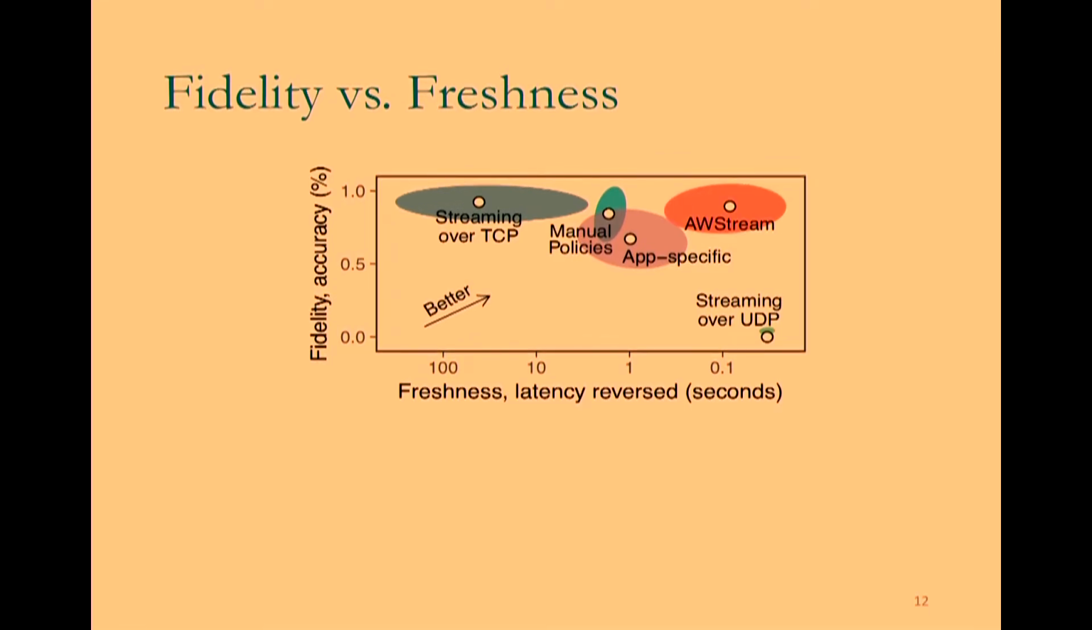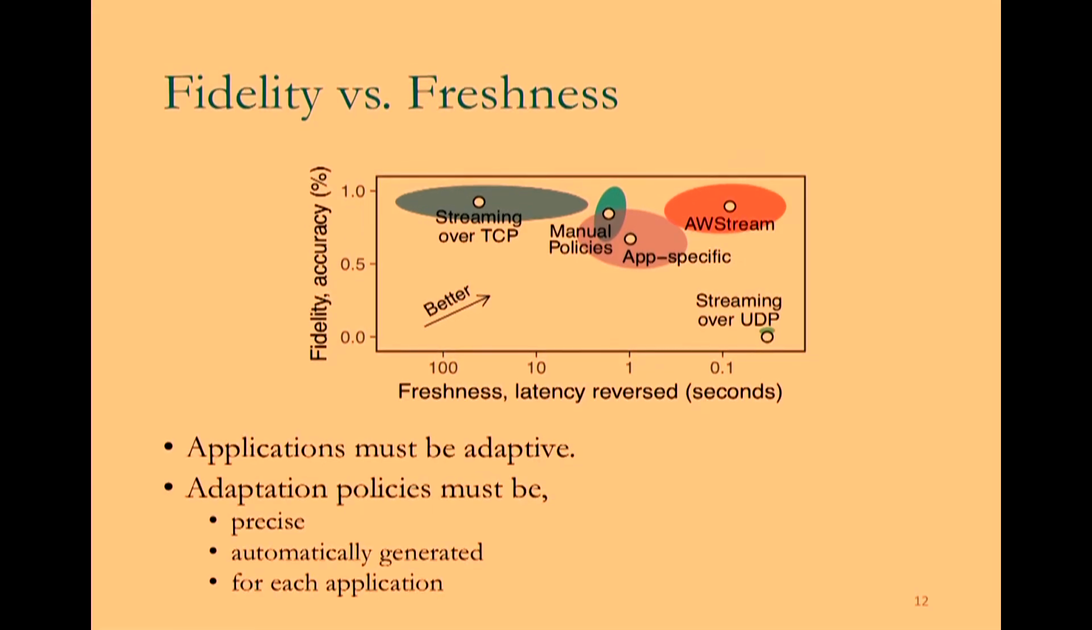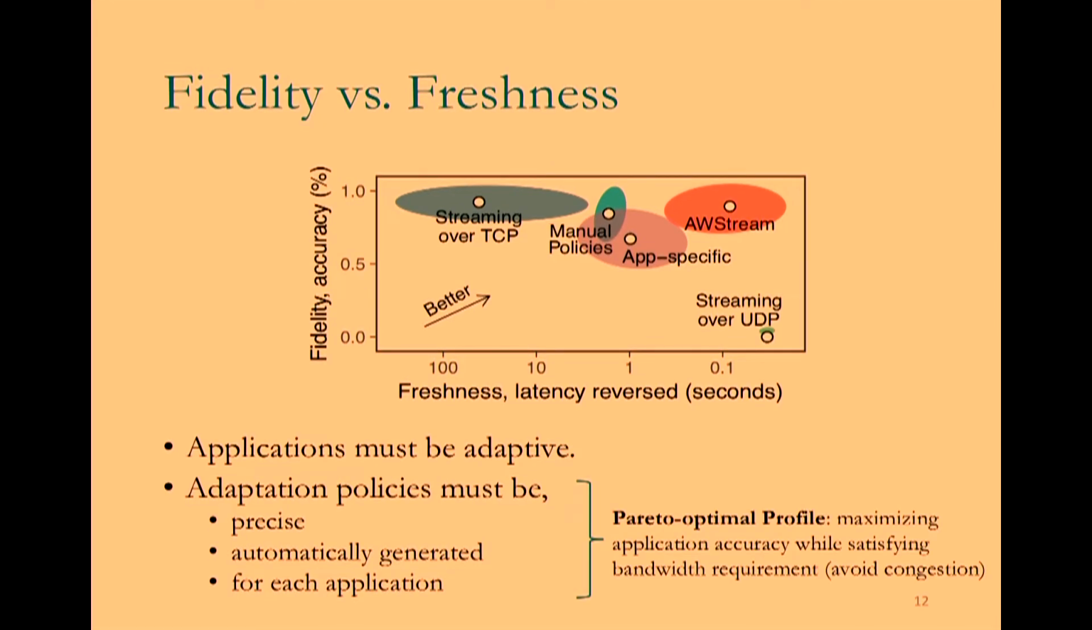So in this work, the authors present AWStream that achieves both freshness and fidelity. And this comes from their observation that applications must be adaptive and that adaptation policies must be precise, automatically generated, and targeted for each application. And these policies are what they call Pareto optimal profile that maximizes application accuracy while satisfying the bandwidth requirements and avoiding congestion.